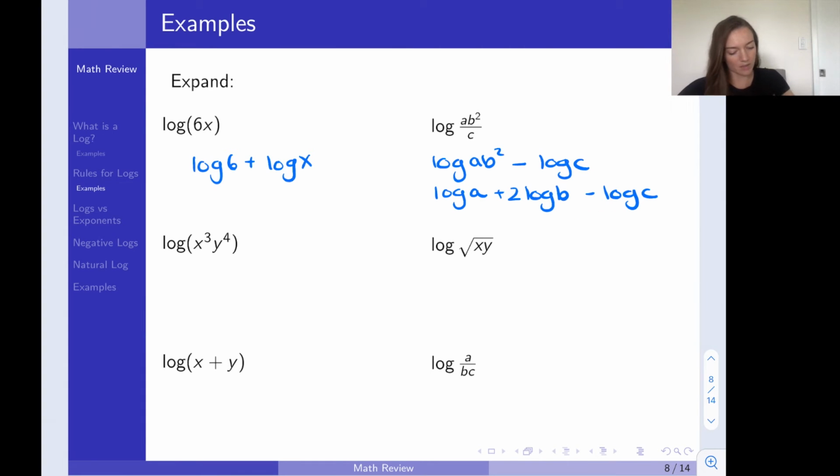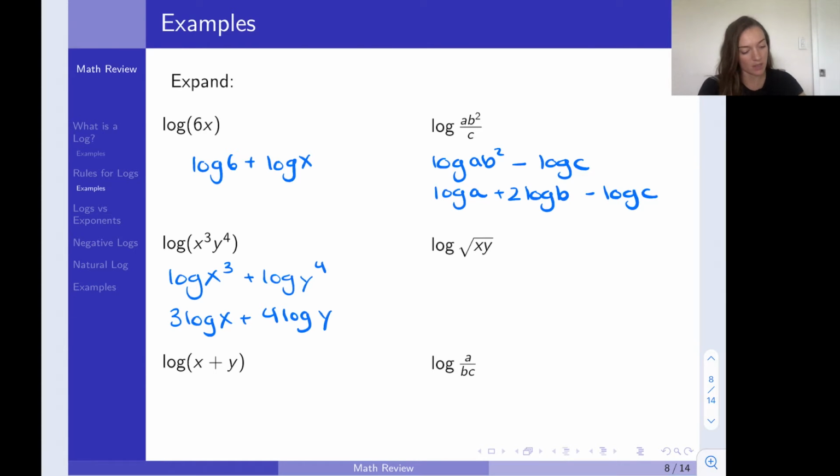All right, now we have log of x cubed times y to the 4th. So let's break up the multiplication first. So we're going to have log of x cubed plus log of y to the 4th. And now I can expand out the exponents. So I can rewrite this as 3 log x plus 4 log y.